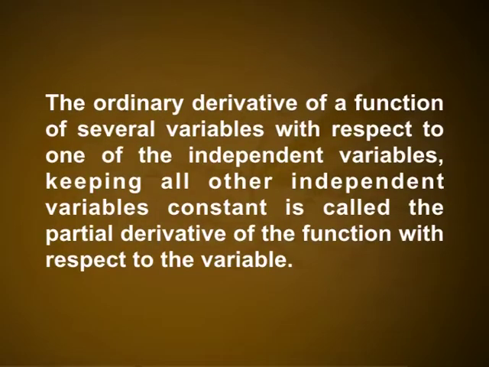The ordinary derivative of a function of several variables with respect to one of the independent variables, keeping all other independent variables constant, is called the partial derivative of the function with respect to that variable. There are 4 second order partial derivatives of z at any point (a, b).